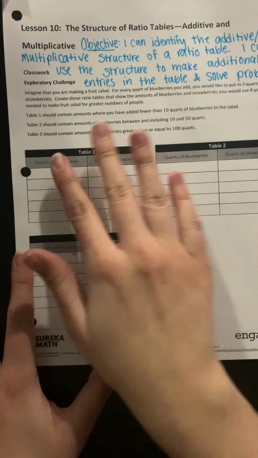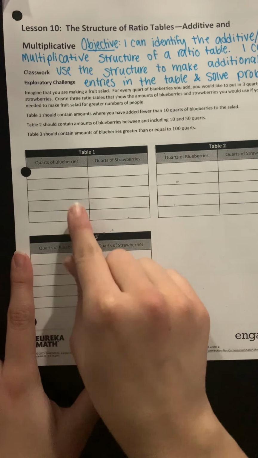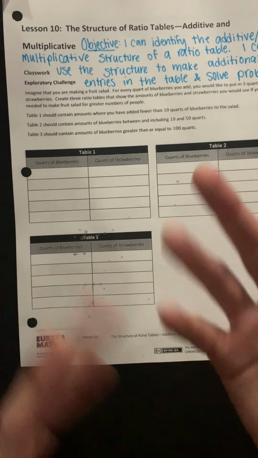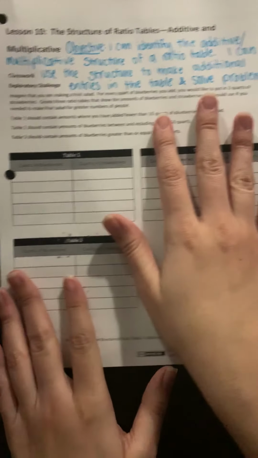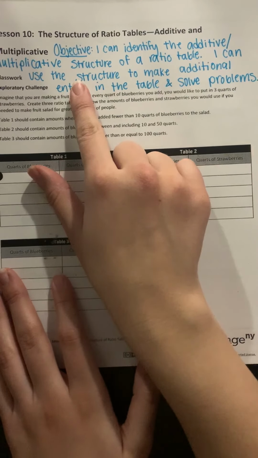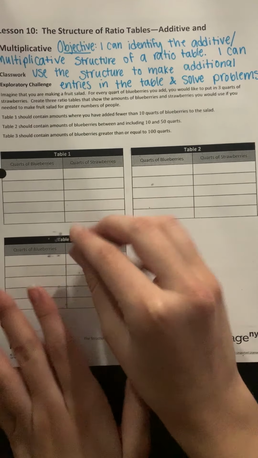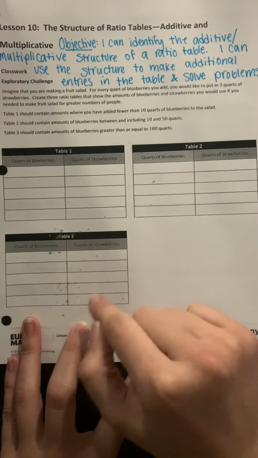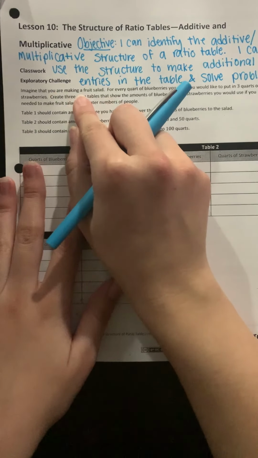So that means we're going to be looking at ratio tables and looking for the patterns down and across within the table. And so we'll see some patterns that have to do with addition and some patterns that have to do with multiplication. But then the second part of the objective is saying that we'll use those patterns that we see in the structure within the table to create extra entries, fill in more spots in the table, and to solve problems.